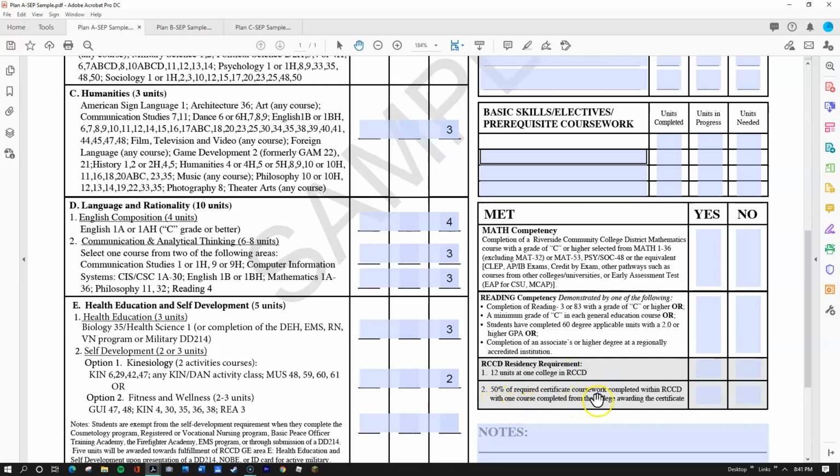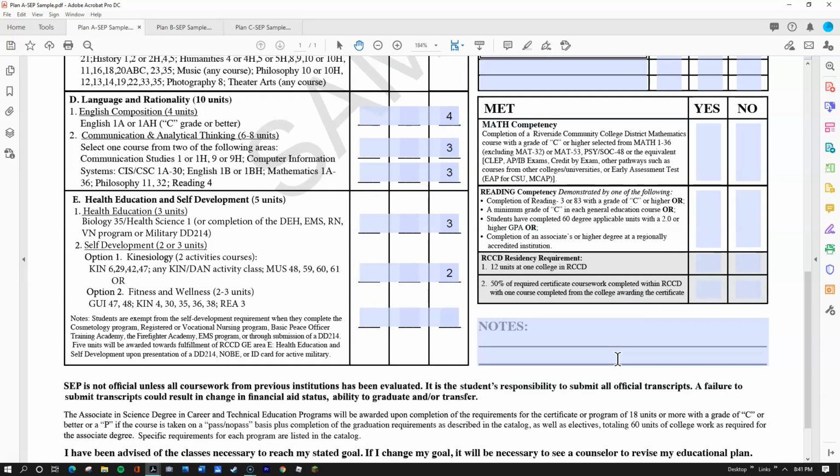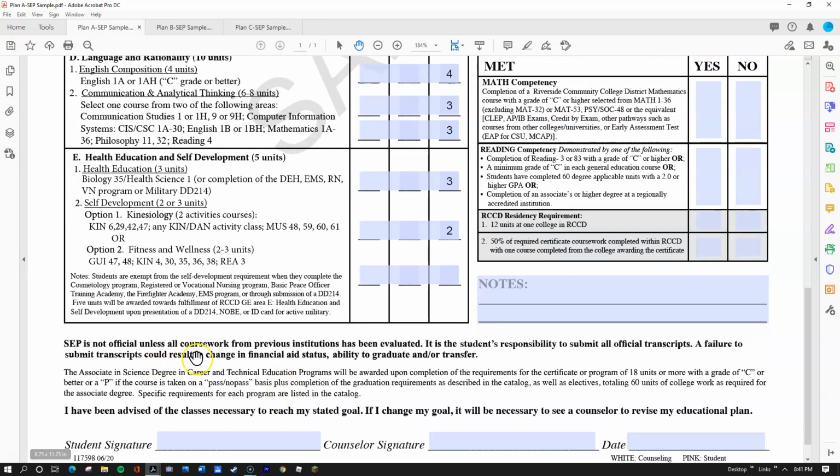And if you're going for a certificate, at least half of that certificate work has to be done within 1 of our colleges. So we would hit either yes or no where those are necessary. Under notes, any specific notes? This is not official unless all your coursework from previous institutions have been evaluated. So it's important that to make this official, we do have to have your transcripts from other colleges or universities.